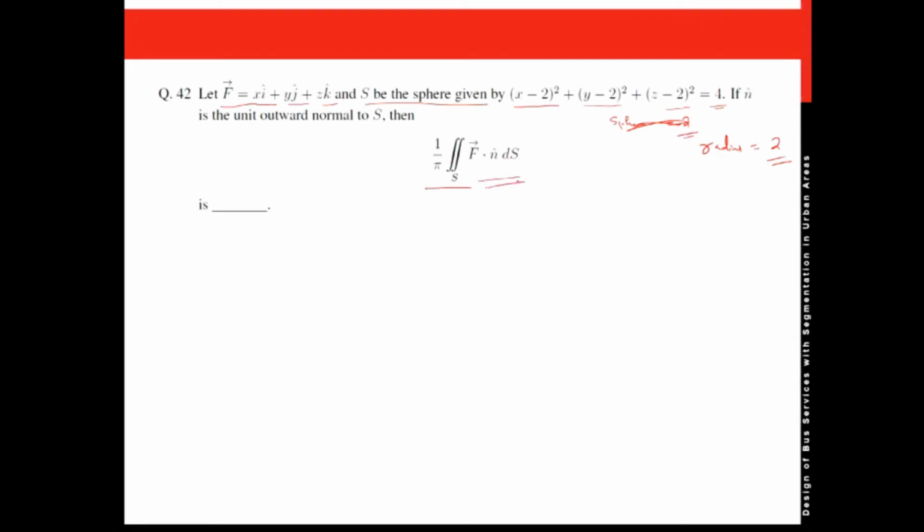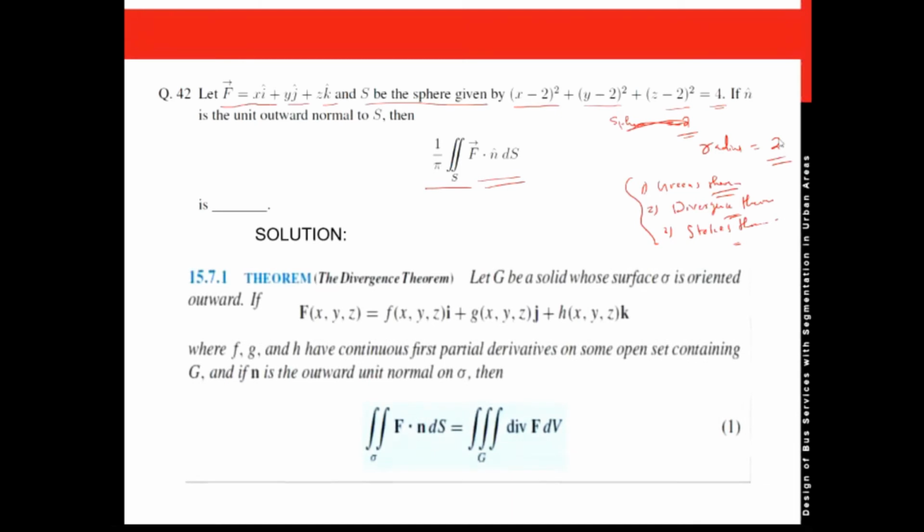So there are three important theorems in vector calculus, vector integration. First one is Green's theorem, and we did a problem related to Green's theorem. Second one is the divergence theorem, and third one is Stokes' theorem. So there must be at least one or two questions, I think at least two questions, from these three topics. Then that must be very easy. So in this question, we will use the divergence theorem.